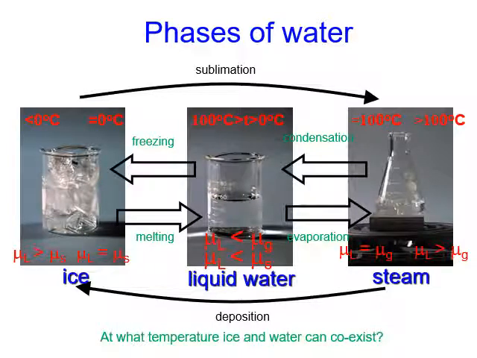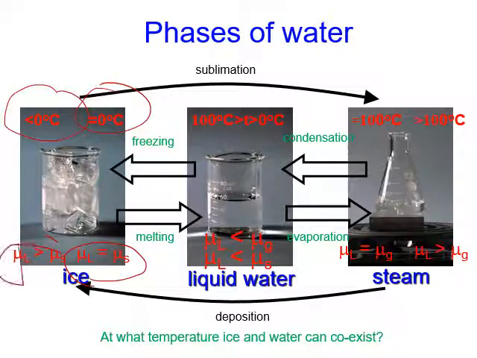We now can tell how chemical potential changes for water at different temperatures. At 0 degrees, for example, liquid and the ice are in equilibrium, so the chemical potential of liquid equals the chemical potential of solid. Below 0 degrees, ice is the most stable phase, and therefore the chemical potential of ice is the lowest. So if you have liquid, its chemical potential must be greater than the chemical potential of solid, so liquid will spontaneously freeze.